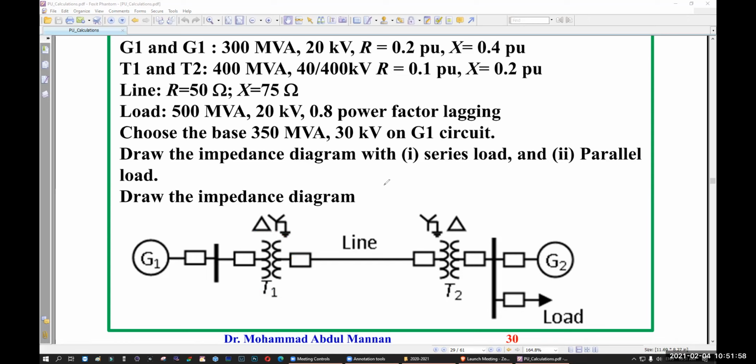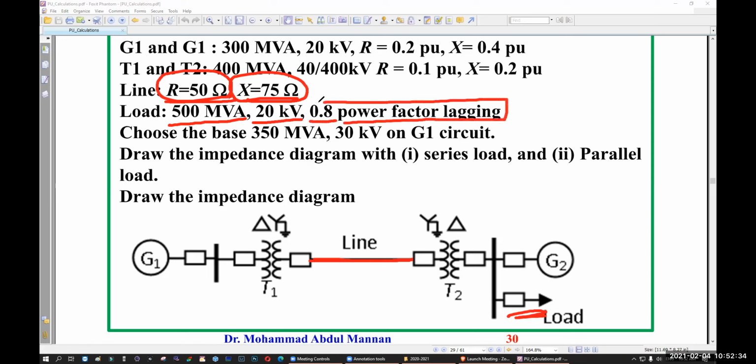Now, the R is 0.1, X is 0.2, for this one and this one both. Now, the R is equal to 50 ohm for this line, and X is equal to 75 ohm for this line. These are actual values, not per unit. Now, for the load, that means this one, the value is 500 MVA, 20 kV, 0.8 power factor lagging.